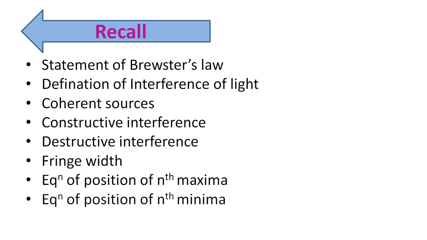Equation of position of nth minima: for destructive interference we have the condition that the path difference between the waves is given by yn small d divided by capital D is equal to n minus 1 half into lambda. Means here for nth minima, yn is equal to n minus 1 half lambda capital D divided by small d. These are some points which we have seen in the previous lecture. And today we are going to start.